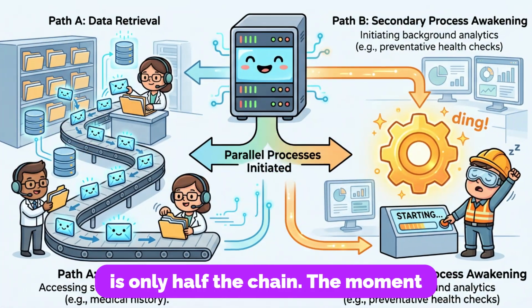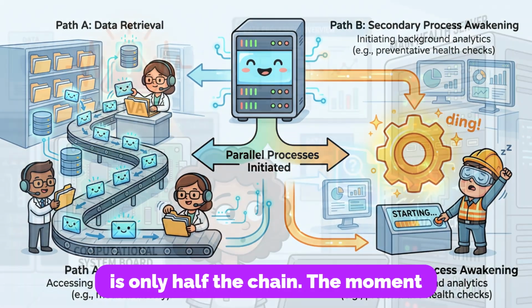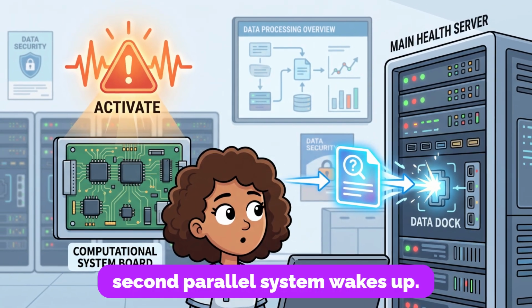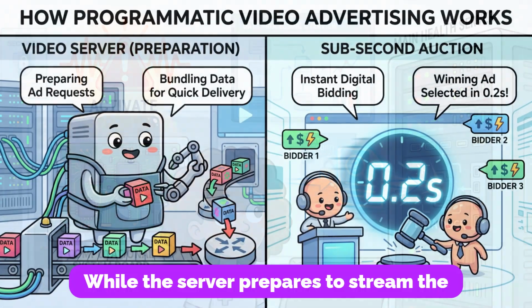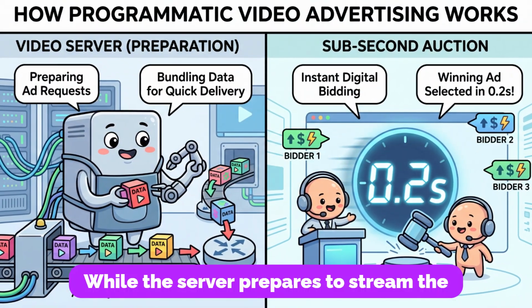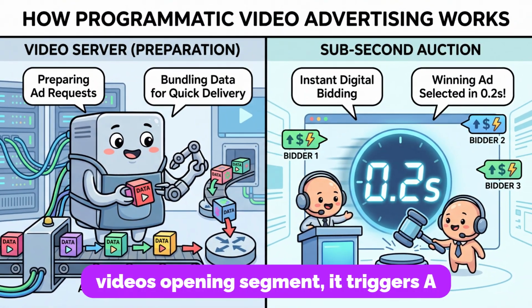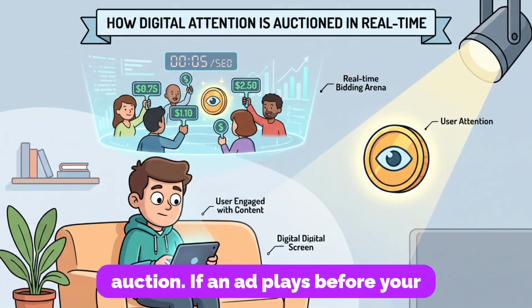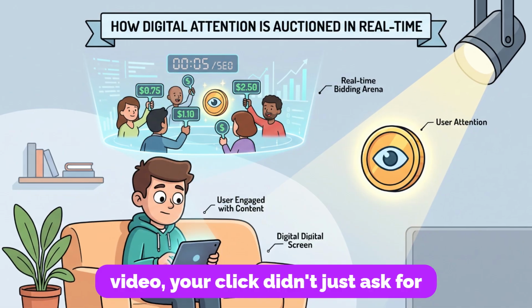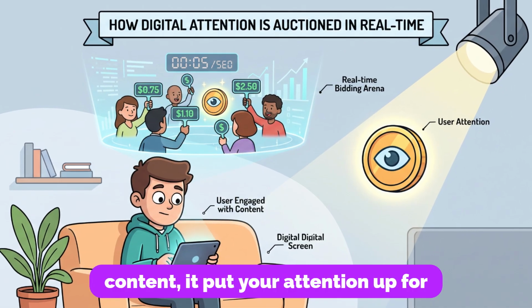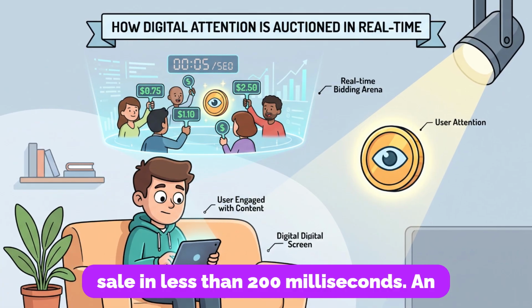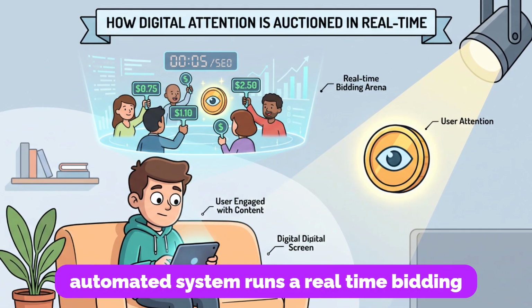Yet, retrieving the video file is only half the chain. The moment your request arrives at the server, a second, parallel system wakes up. While the server prepares to stream the video's opening segment, it triggers a sub-second commercial machine, the ad auction. If an ad plays before your video, your click didn't just ask for content, it put your attention up for sale. In less than 200 milliseconds, an automated system runs a real-time bidding process.